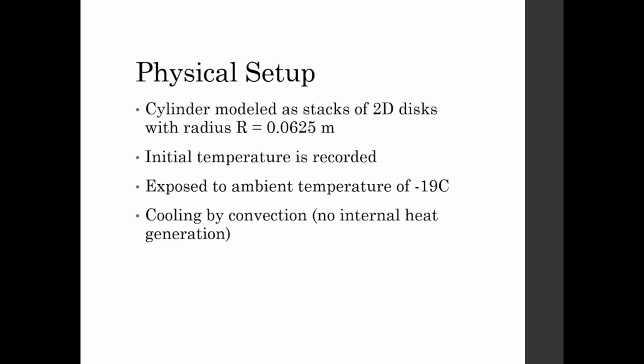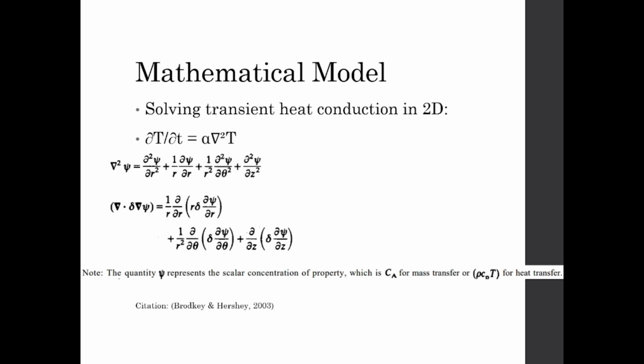The physical setup of this model is that I will model this as a cylinder with stacks of 2-dimensional disks with the radius of 0.0625 of the water bottle. This radius will then be increased based on which jacket I'm using. The initial and final temperatures are recorded, with the initial temperature being at 0 minutes and the final temperature being at 60 minutes. It will be exposed to a constant ambient temperature of negative 19 degrees Celsius in the freezer, and the cooling will be done by convection, assuming that there is no internal heat generation from the water.